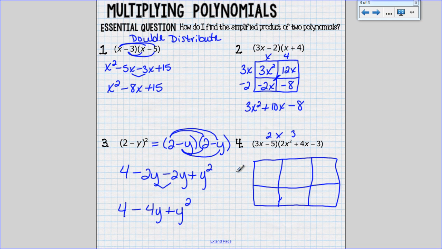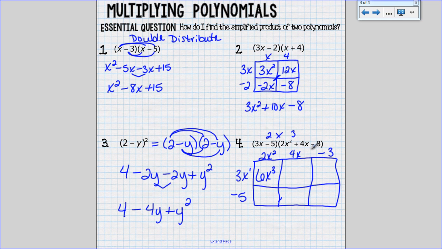So my 2 goes here, so I have 3x minus 5. Then across here I have 2x squared, 4x, minus 3. So we're going to go one box at a time and multiply. So 3x times 2x squared. The 3 times 2 makes 6. And then when I multiply x and x squared, I add the exponents together. So this becomes x to the third.